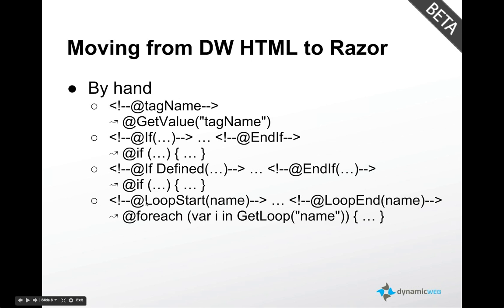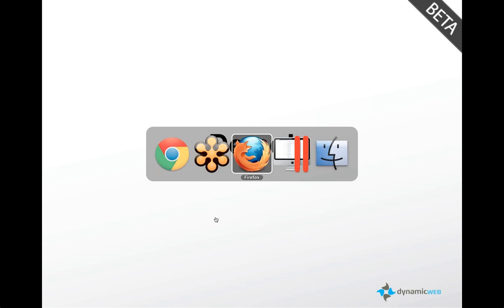And of course, we also need to be able to use loops in our templates, and the old syntax is a loop start with a name, and loop end with a name. In C# you will write this as a foreach, where you get some variable and get a loop and iterate through that loop using the variable you've set. So now I'll switch to a live demo so I can show what is going on when we're using Razor in Dynamicweb.